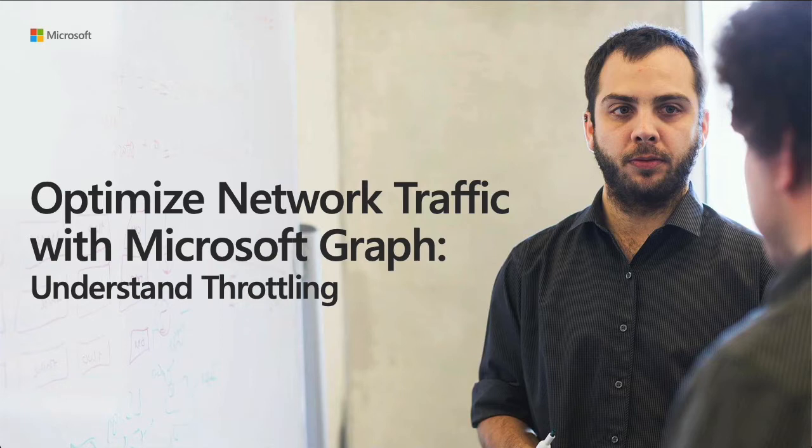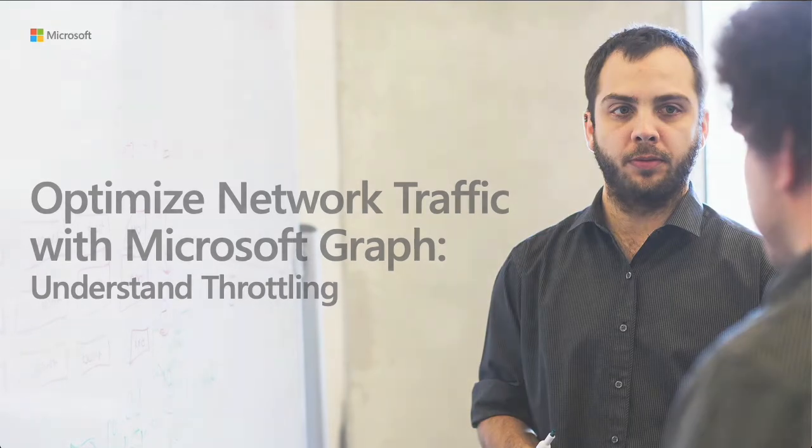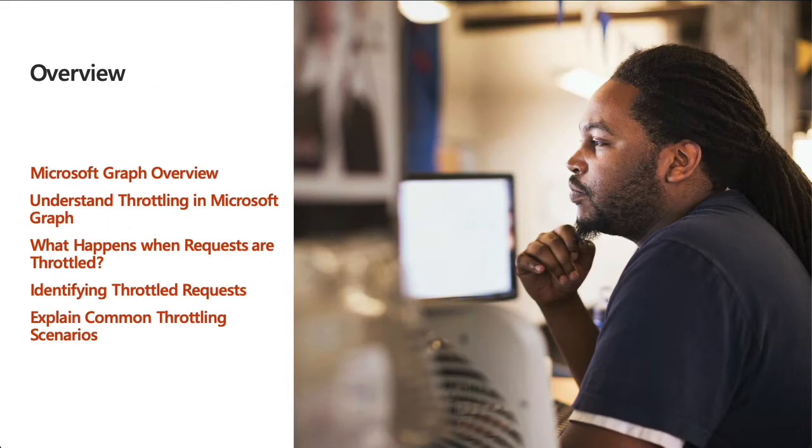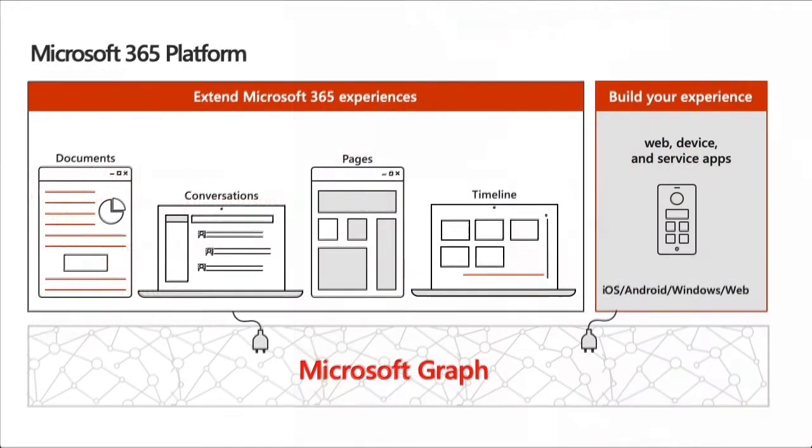Microsoft Graph has built-in throttling to protect its resources from being overloaded and unable to respond to requests. So when building applications that use Microsoft Graph, you want to ensure that the application can react to throttling events. In addition, you should consider implementing throttling strategies to avoid throttling altogether. In this module, we're going to look at how we can optimize network traffic with the Microsoft Graph by understanding throttling. We're going to focus on understanding throttling in the Microsoft Graph, what happens when requests are throttled, how do we identify throttling requests, and then explain some common throttling scenarios.